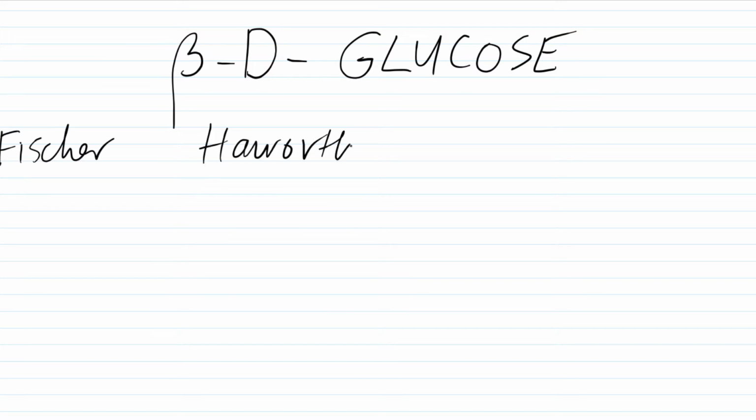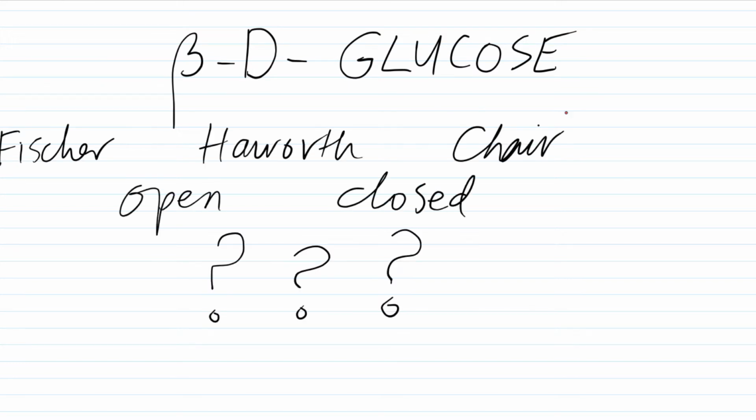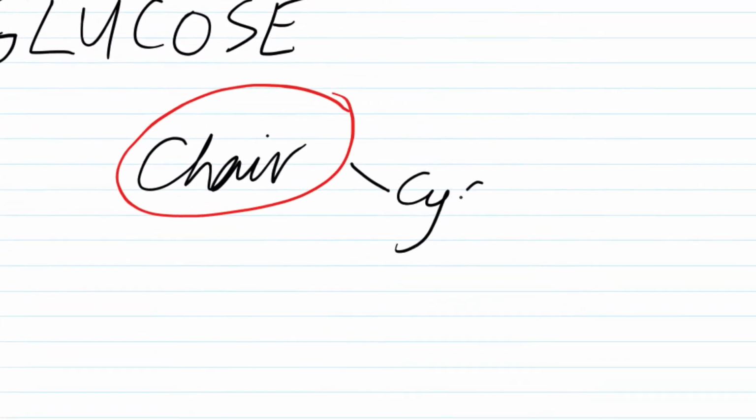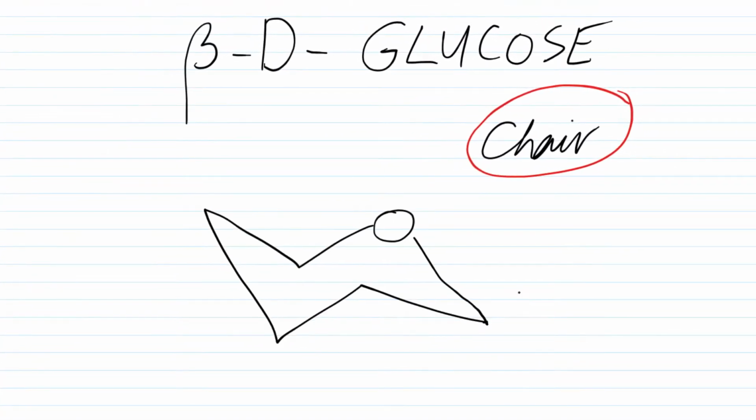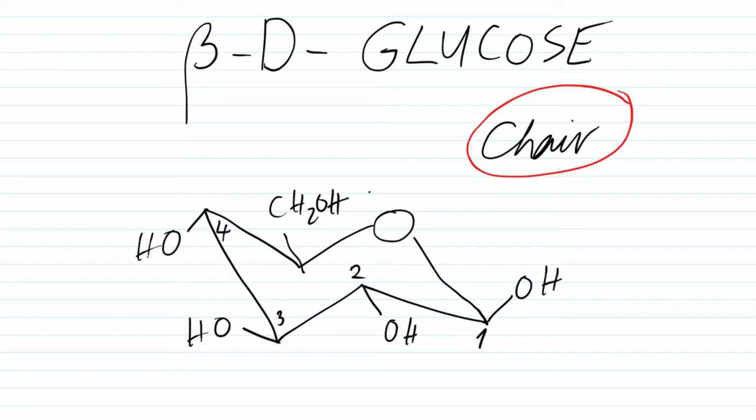Stereochemistry in sugars. The easiest way to start is to use the monosaccharide glucose as an example. The most common is the cyclic structure and the chair is the best 3D representation. The molecule is easy to remember.